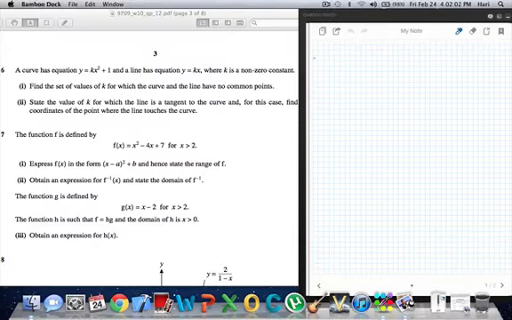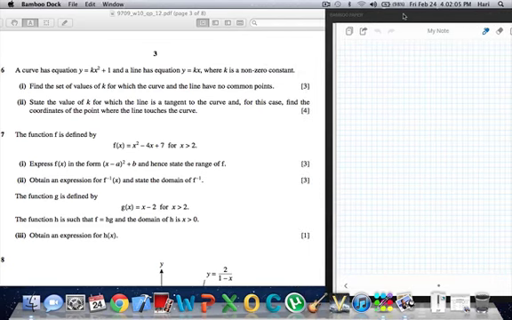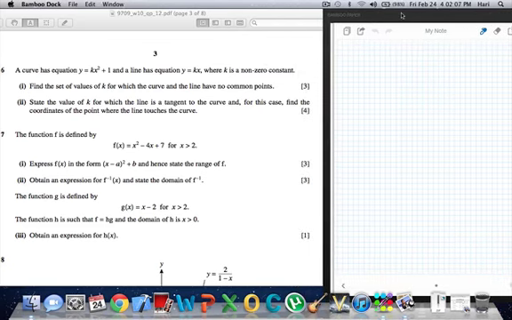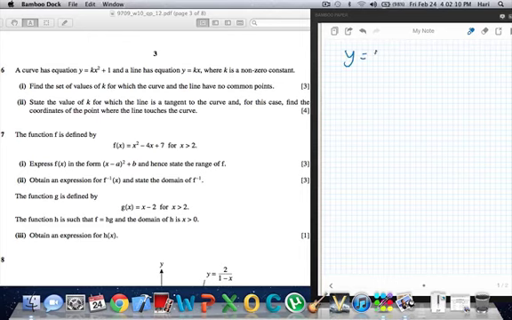Okay. Now the second part states: state the value of k for which the line y = kx is tangent to the curve. Curve means y = kx² + 1. You can immediately recognize that this is a curve. It's a quadratic curve because of the highest power being 2. So, state the value of k for which the line is tangent to the curve, and for this case, find the coordinates of the point for which the line touches the curve.